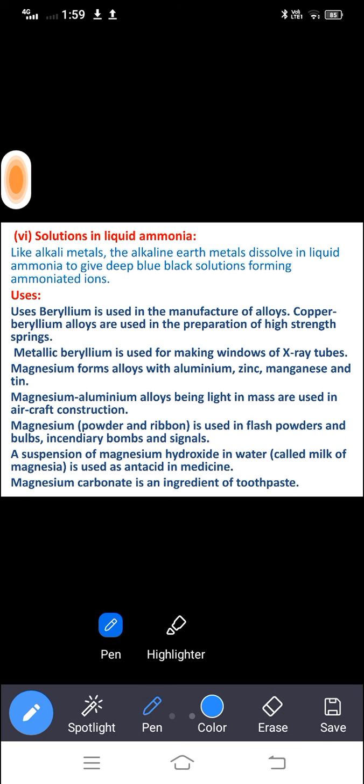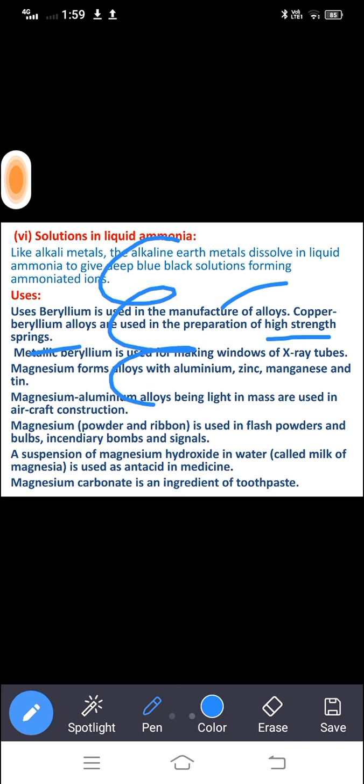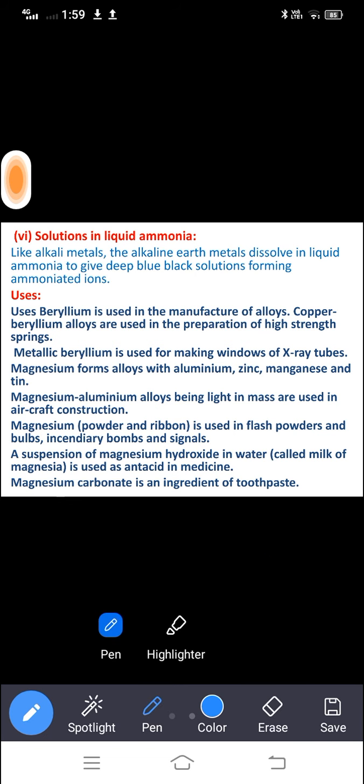And uses: beryllium is used in the manufacture of alloys. Copper beryllium alloys are used in the preparation of high strength springs. This you can see in very heavy vehicles, where you can see this type of springs. So it is made by beryllium alloys only. Metallic beryllium is used for making windows of X-ray tubes.